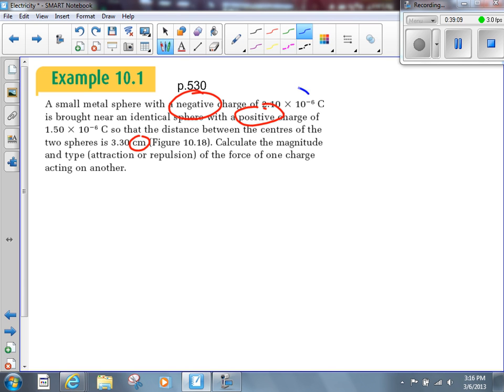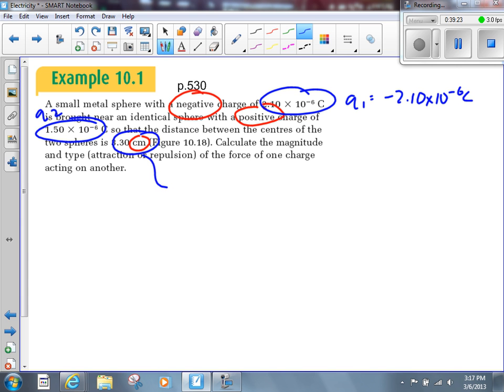So Q1, we're going to say is negative 2.10 times 10 to the minus 6 coulombs. Q2, we're going to say is positive 1.50 times 10 to the negative 6 coulombs. We're going to say that R, the distance that separates them, is 3.30 centimeters, or 0.0330 meters. And we want to find F, the magnitude of the force and whether it's attractive or repulsive. The basic equation that applies here is our Coulomb's law equation. F equals K, Q1, Q2 over r squared.